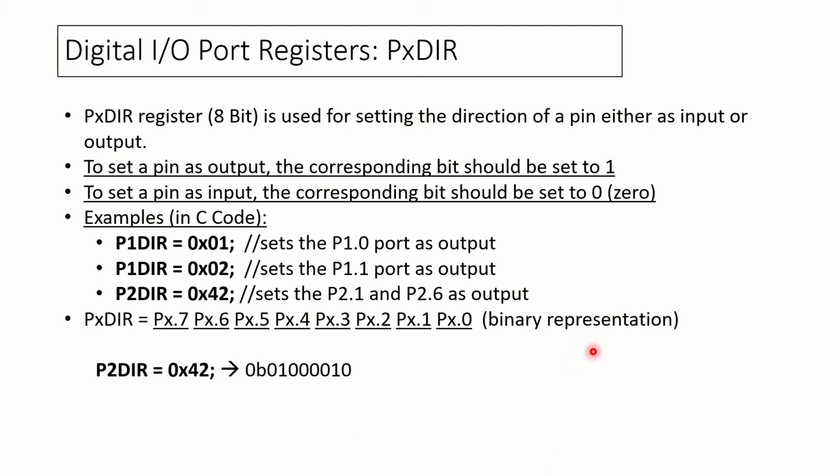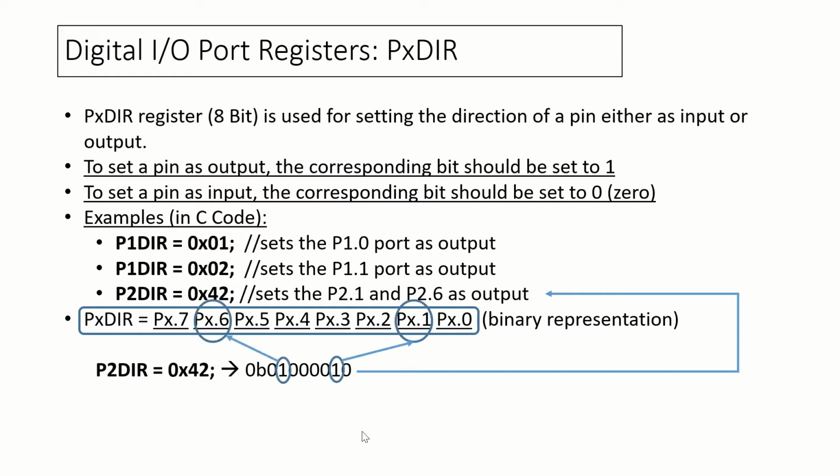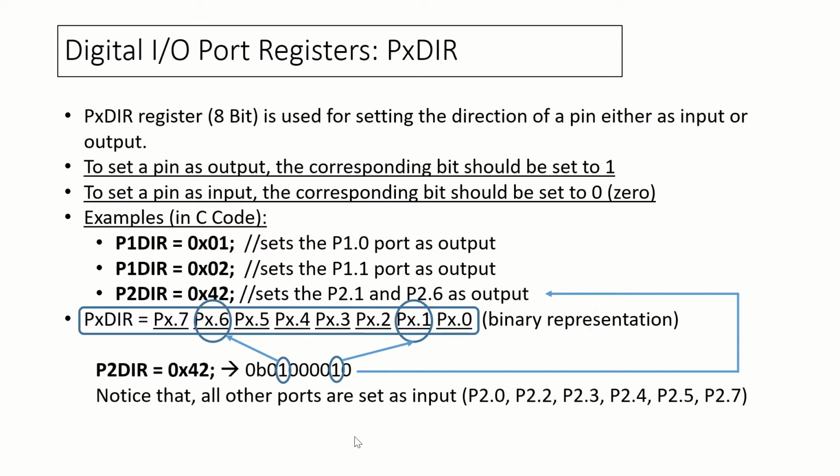Let's see the binary representation of these hexadecimal numbers. For example, P2DIR is equal to 42 hexadecimal is shown here in binary. So we can see that all these bits are corresponding to these values, meaning that 0 corresponding to PX.0, 1 is corresponding to PX.1, and etc. So in this example, if you map these bits, this one bit is corresponding to PX.1, and this one bit is corresponding to PX.6. This means that in this case, P2.1 and P2.6 are set as output. You should notice that all other ports are set as input, like P2.0, P2.2, P2.3, 2.4, 2.5, and 2.7.